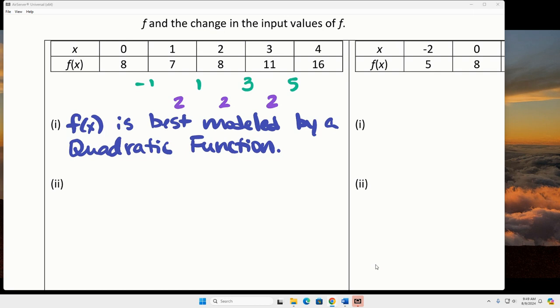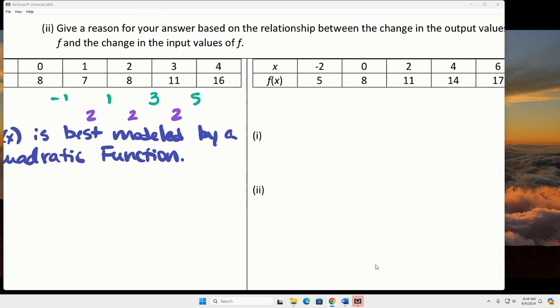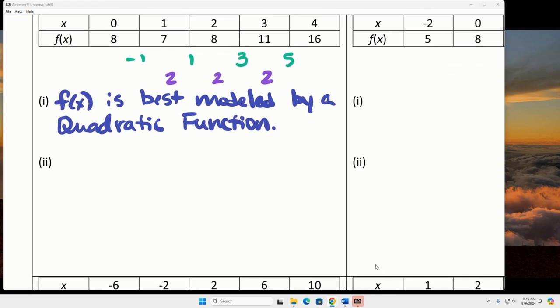And then on number 2, you need to articulate the answer very precisely. It says to give a reason for your answer based on the relationship between the change in output values of F and the change in input values of F. If you just say that the second differences are the same, you didn't mention output or input. You didn't mention how they changed. You kind of mentioned how output changed. It's just not enough. You just did not say enough.